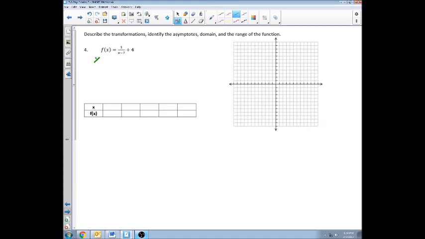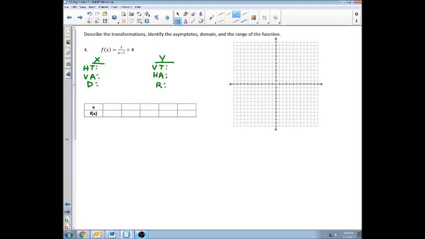We have our x section. We have our y section. So our x section works with the horizontal translation. It works with our vertical asymptote. And it works with our domain. Our y section works with our vertical translation, our horizontal asymptote, and our range.